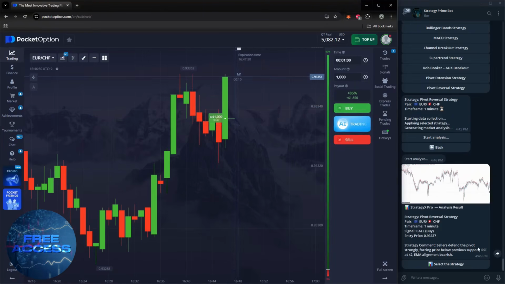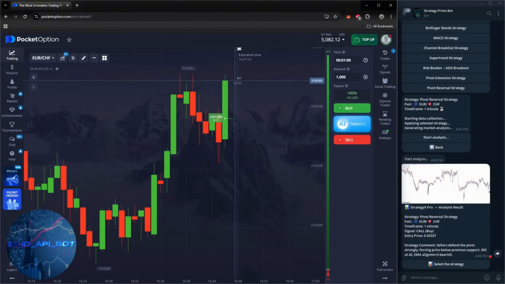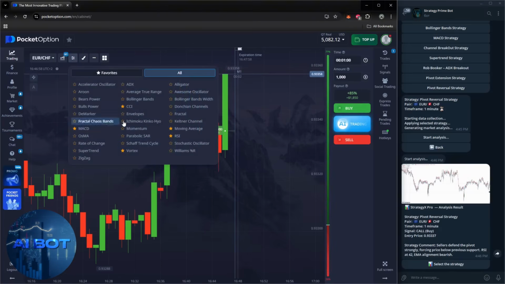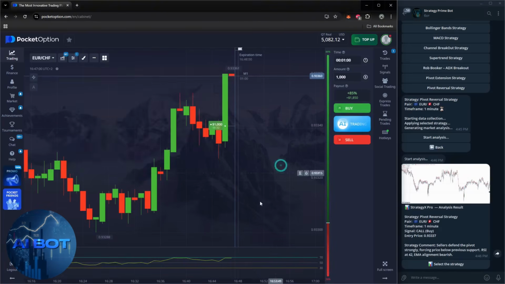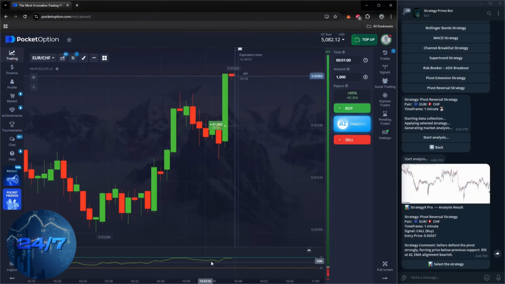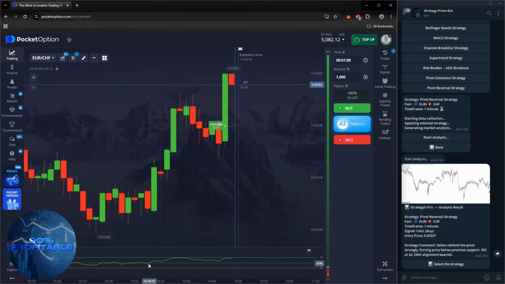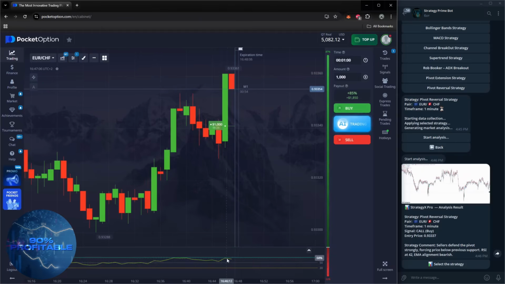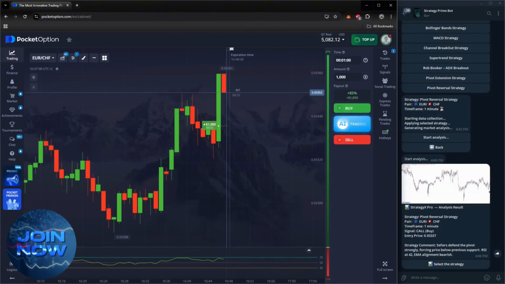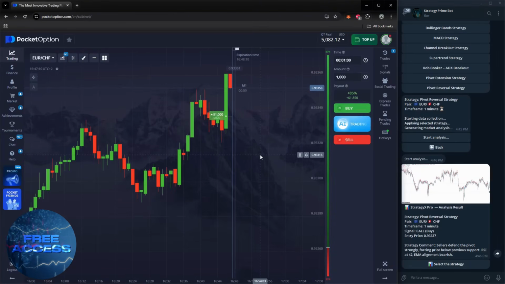And sellers defend the pivot strongly, forcing price below previous support. RSI at 42, MA aligning bearish. So nice and easy. And let's look at RSI. It's above 42. It's already actually climbed way over 42. It was over 42 over here. So we are actually looking very good here. And we are about to secure our first trade in 20 seconds, just like that.